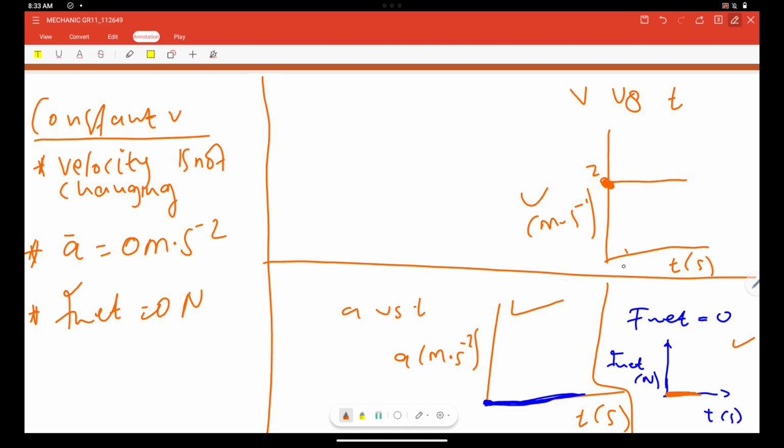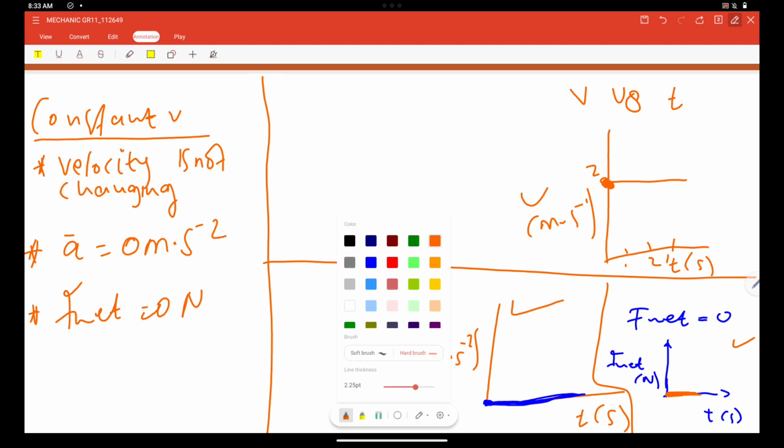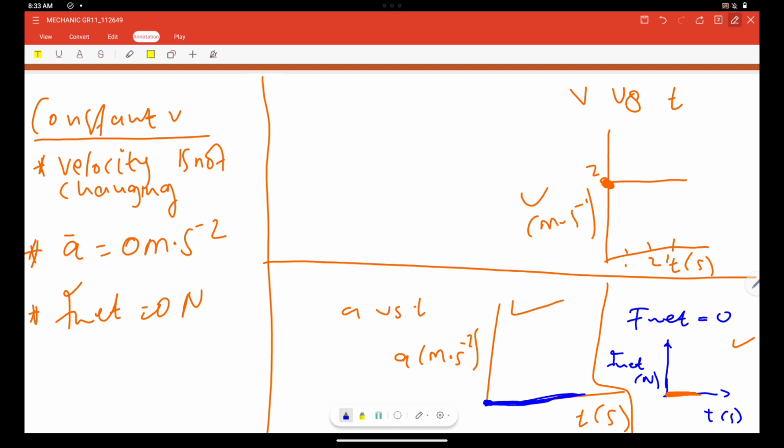So if this is 1 second, this is 2 seconds, 3 seconds. If we try to read off the value of the velocity at t equals 1 second, the velocity was still 2. At time equals 2 seconds, velocity was still 2. At a later stage, it was still 2, to show that the velocity is not changing. So the last one being the position versus time graph. I'm going to draw my axes.